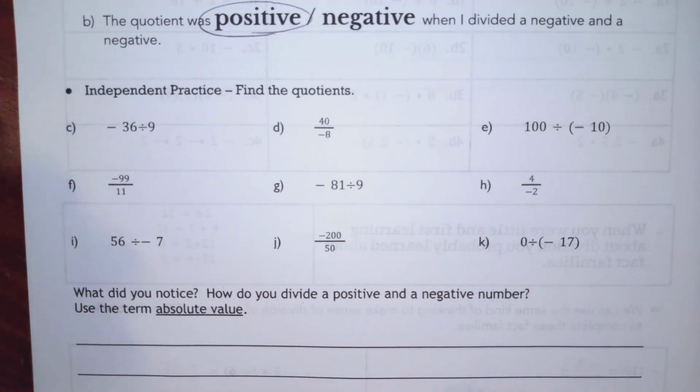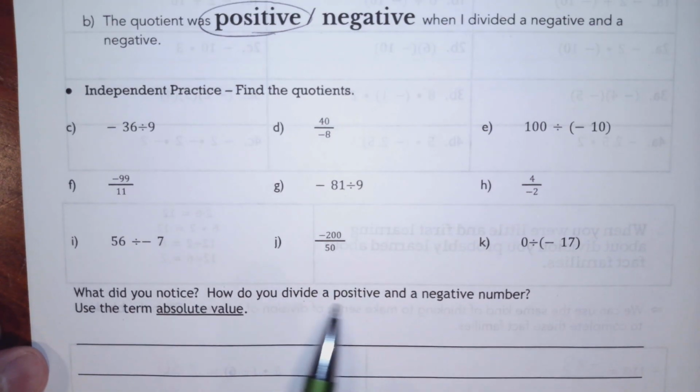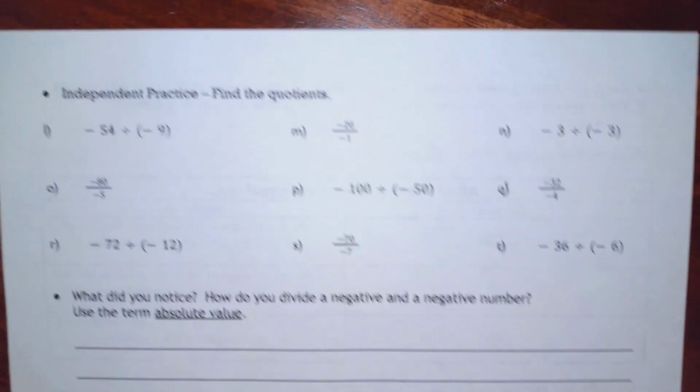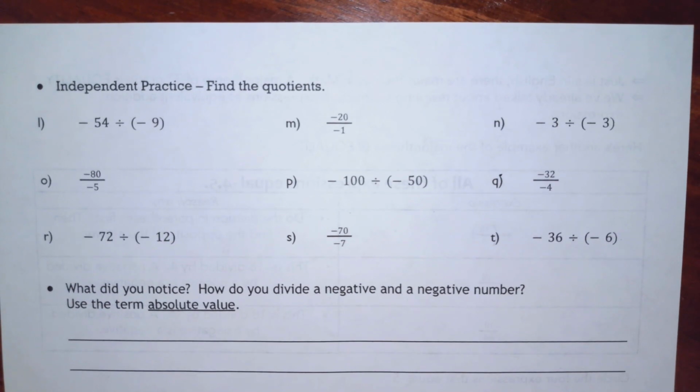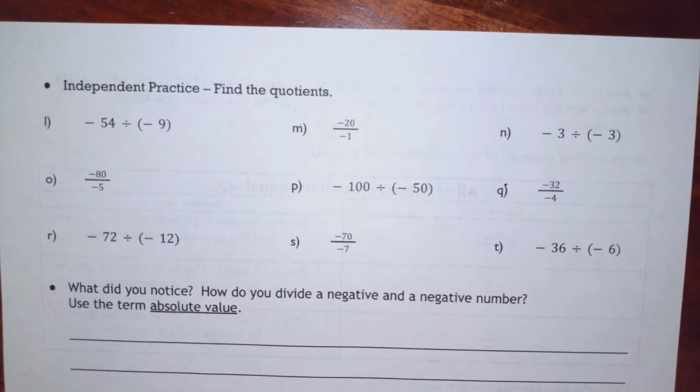So here's the first thing you're going to do. You're going to answer these 9 problems, and then you're going to write down here how you divide a positive and a negative number together. Then you're going to flip the page. You're going to divide these 9 problems, and then write about how you divide with a negative and a negative number. Those are 2 of the things that are going to be checked off when you are done with your packet.